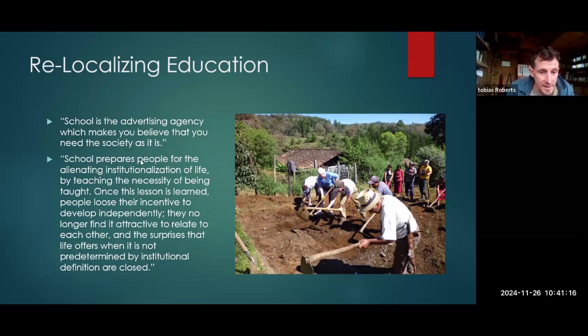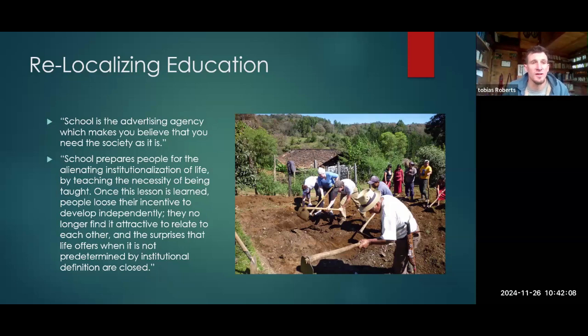Illich also says that school today prepares people for the alienating institutionalization of life by teaching the necessity of being taught. Once this lesson is learned, people lose their incentive to develop independently. They no longer find it attractive to relate to each other, and the surprises that life offers when it is not predetermined by institutional definition are closed, right? So Illich was saying that, look, people always have the ability to self-provision. Localities, bioregions have the ability to self-provision, to provide their own food, their own water, their own lumber, their own housing, their own educational systems, their own energy. But we lose that ability because schools teach us that we have to depend on professionals and institutions. Essentially, that we have to outsource the needs of our lives to the global economic model in which we live.